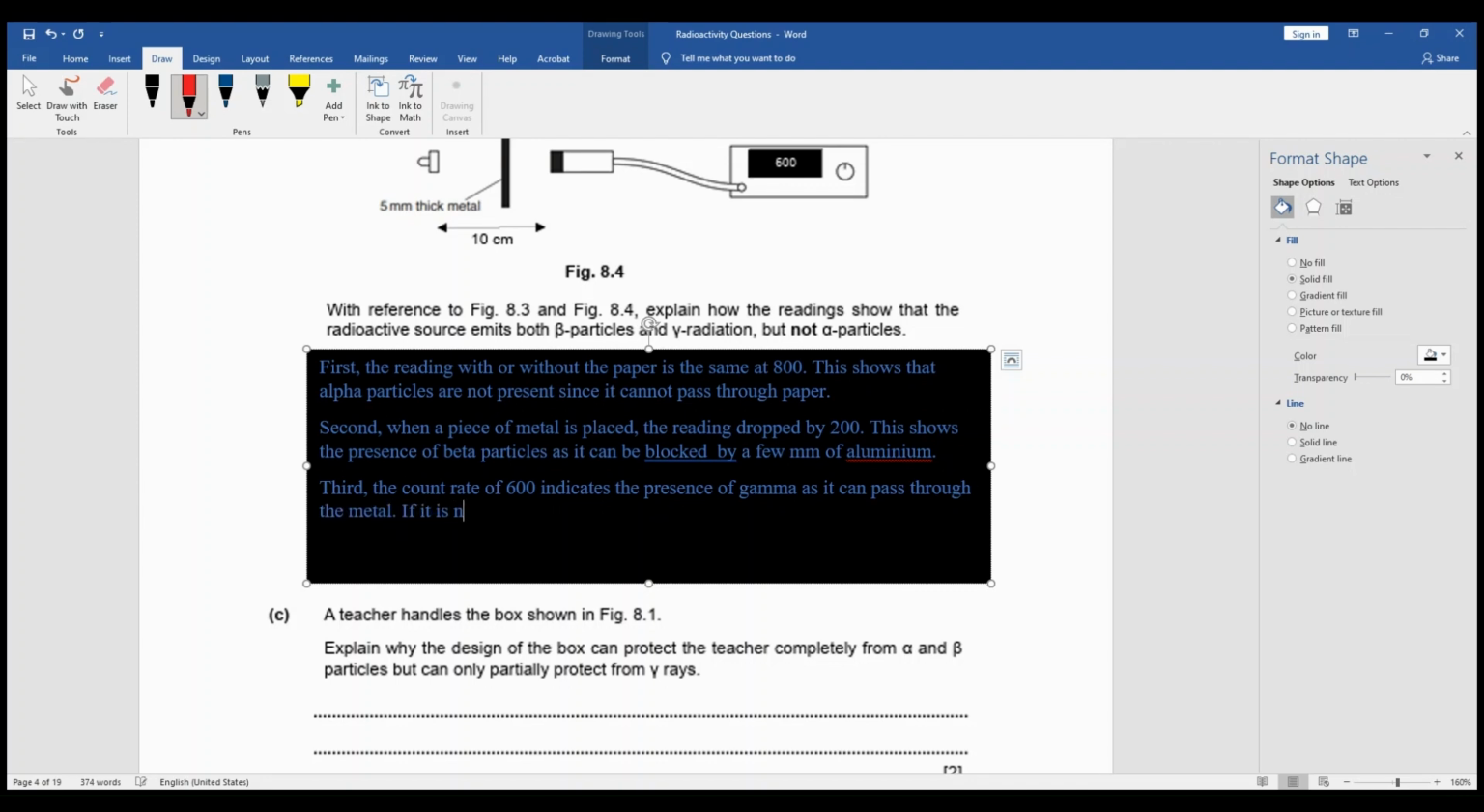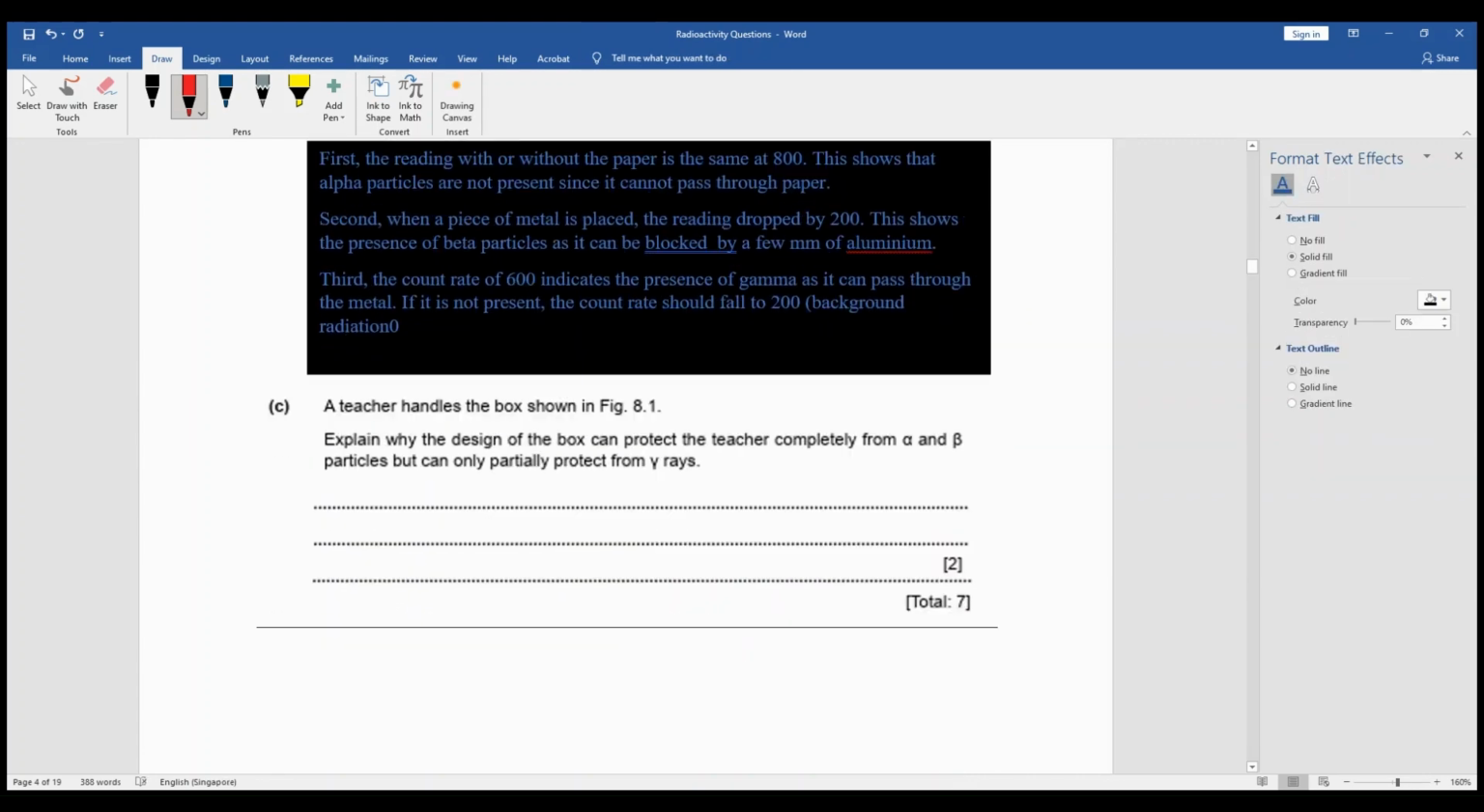If it is not present, the rate should fall to 200, which is the background radiation rate. The count rate should fall to 200. I just want to bracket that it is background radiation. Okay, I'm done here. So this should give you 3 marks.